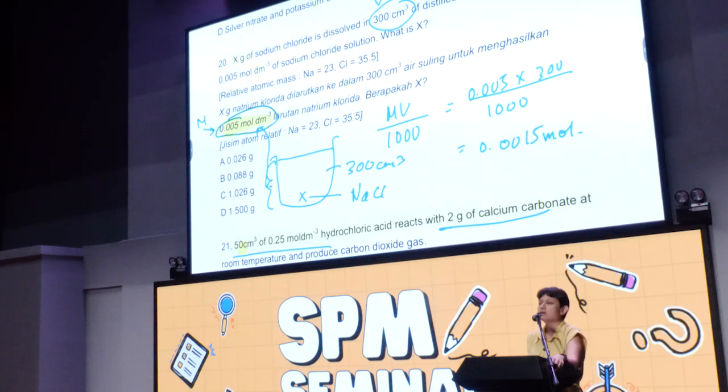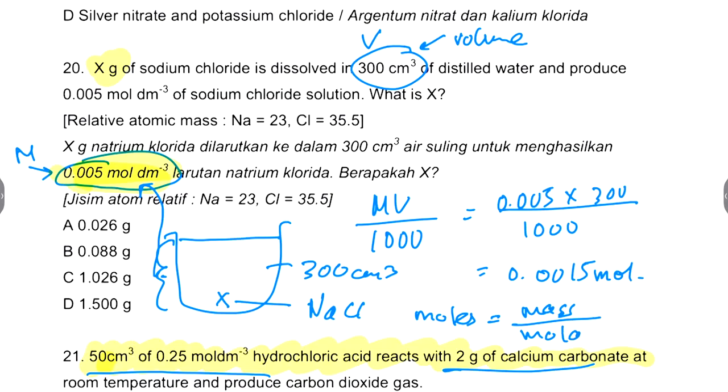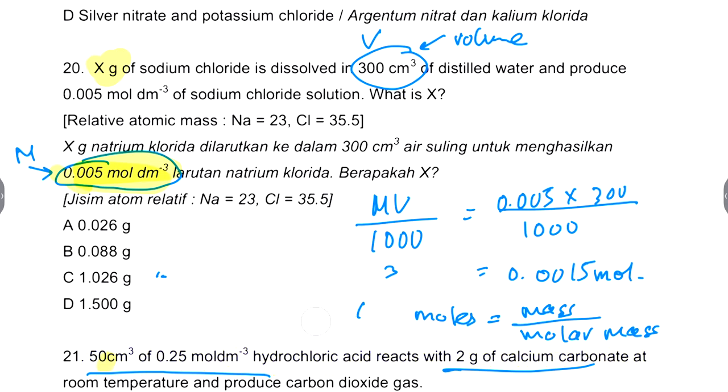Now you have mole. What formula do you use now? Mass over molar mass. So moles equals mass over molar mass. Moles is what you have, 0.0015. Mass is what you're looking for, X. Molar mass, you just have to add this together. Okay, can? 58.5. Correct? Okay.